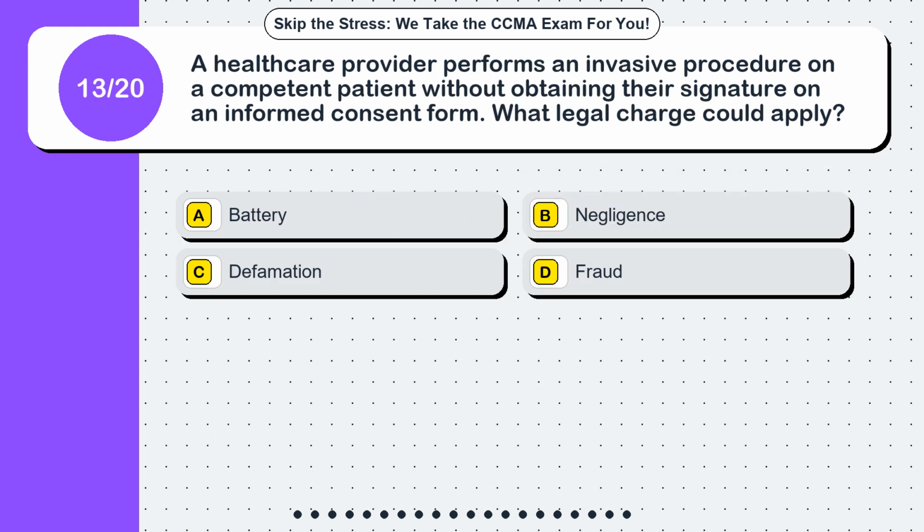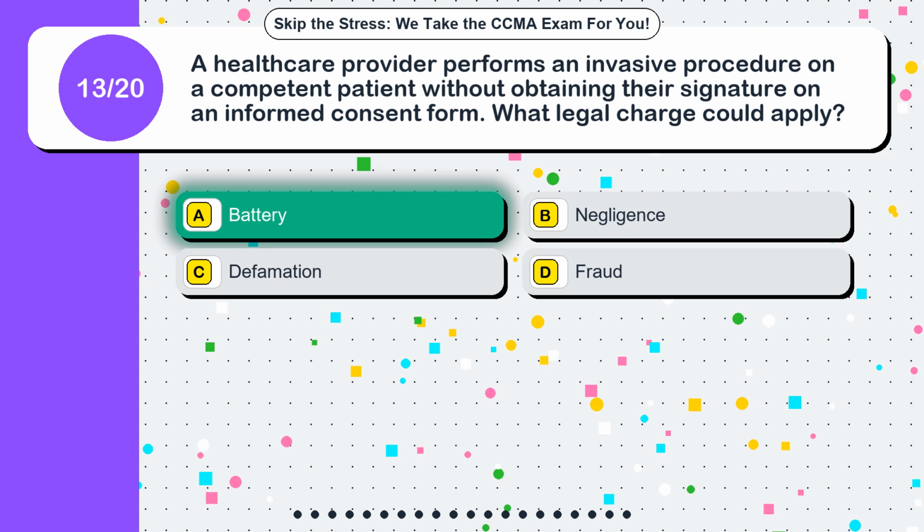Question 13. A healthcare provider performs an invasive procedure on a competent patient without obtaining their signature on an informed consent form. What legal charge could apply? Option A, battery. Option B, negligence. Option C, defamation. Option D, fraud. The correct answer is option A, battery.